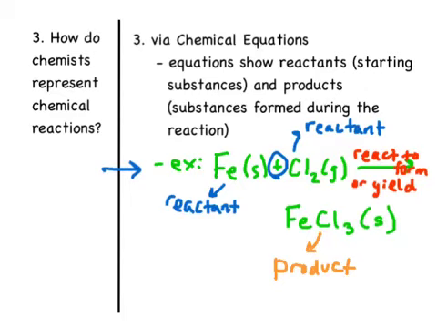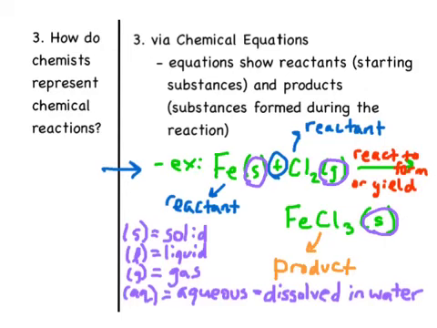We also see that we've got these little things in parentheses that are going to give us the state of matter that these chemicals are in. You've probably seen these before. The little S is going to mean solid, the L is going to mean liquid, G is for gas, and you'll see sometimes AQ, which means aqueous. That might be the only new one. Aqueous means that chemical has been dissolved in water.